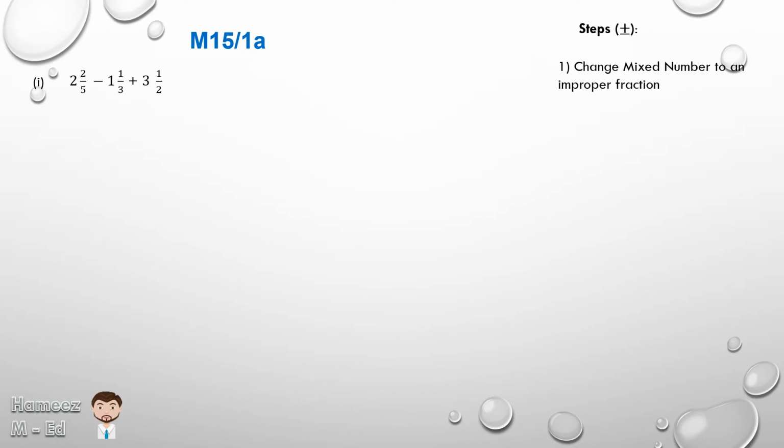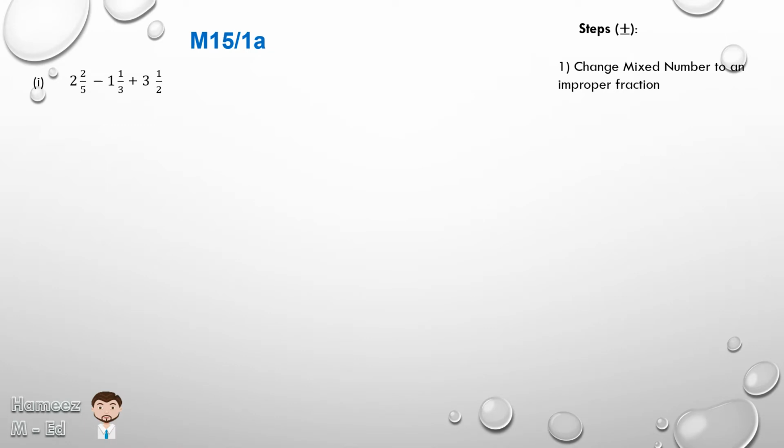In May 2015, number 1A, it says to reduce the following fraction to the lowest terms: 2 2/5 minus 1 1/3 plus 3 1/2. The operations are subtraction and addition. And for both of them, the first step will be to change the mixed number to an improper fraction.